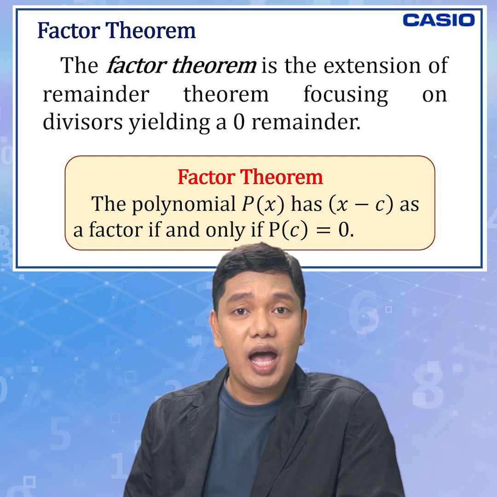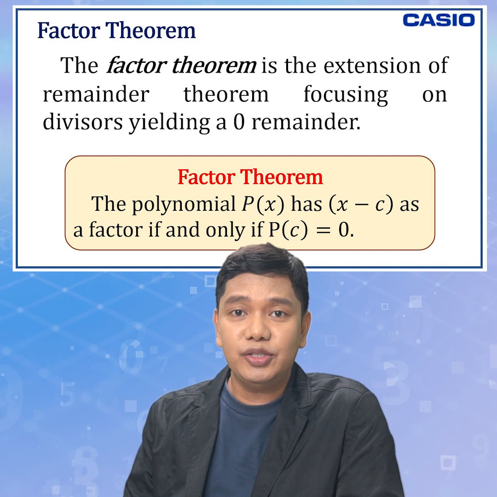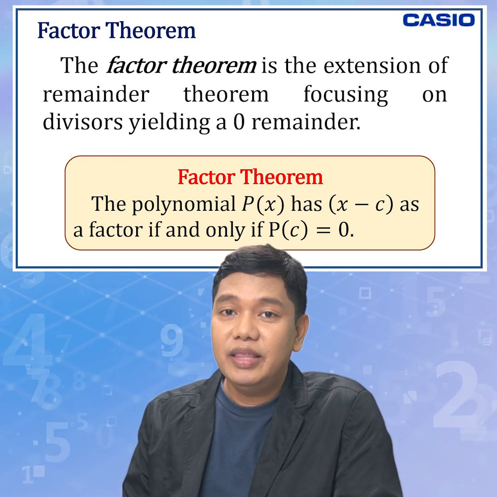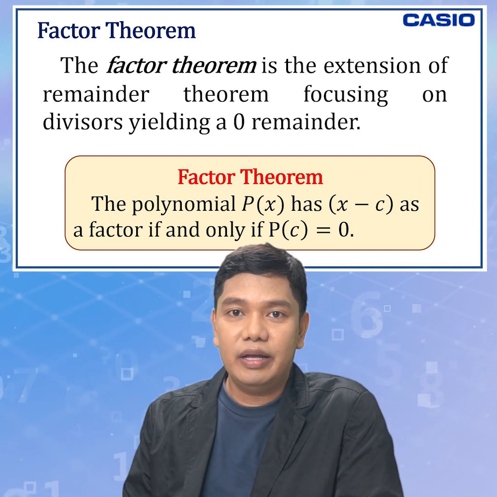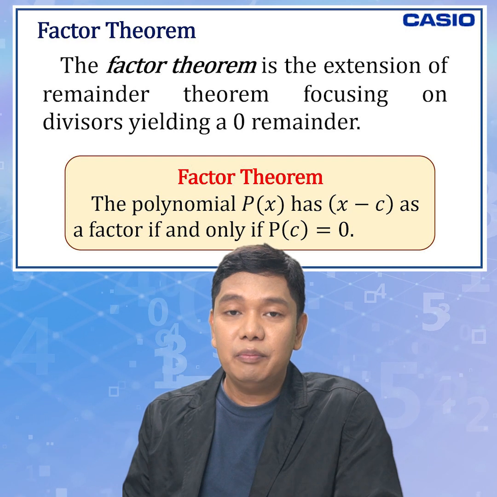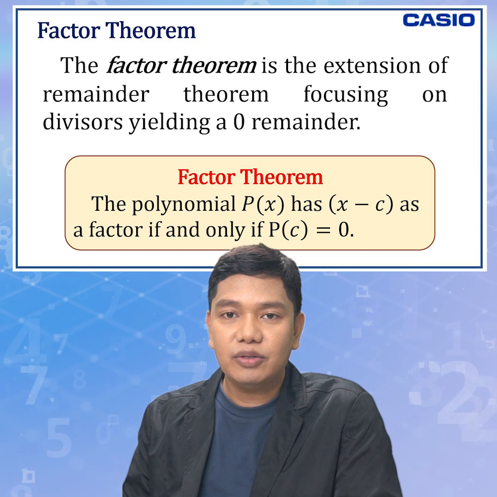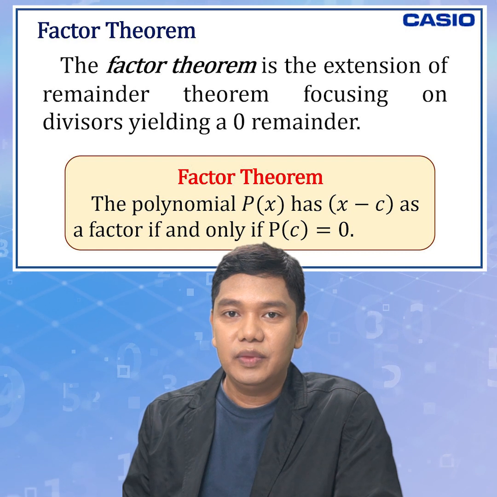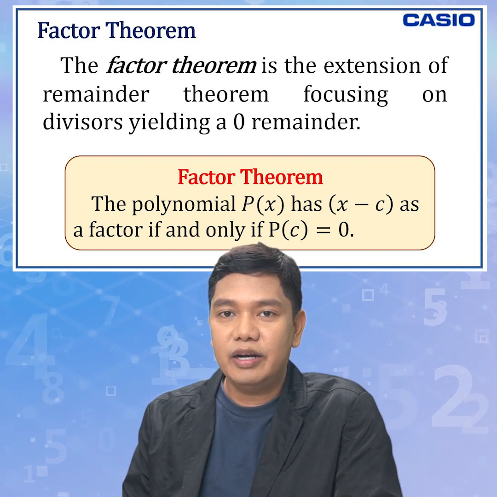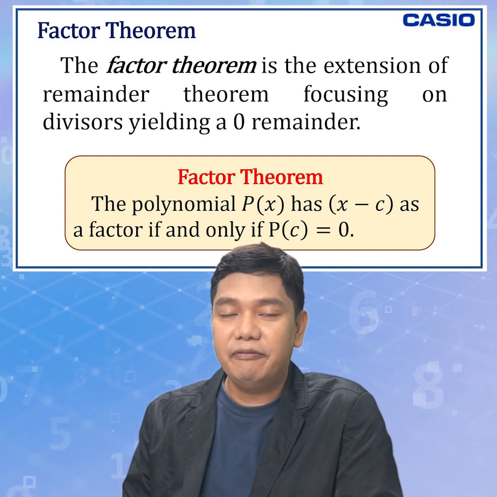This time, let us have the factor theorem. Factor theorem is actually the extension of the remainder theorem, but this time, focusing on having a remainder of 0. The factor theorem tells us that the polynomial p of x has the binomial x minus c as a factor if and only if p at c is equal to 0. This means that when the remainder is 0, your binomial divisor is a factor of the given polynomial.